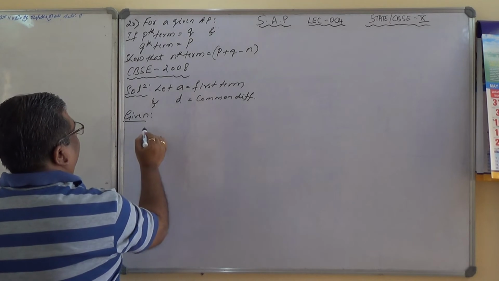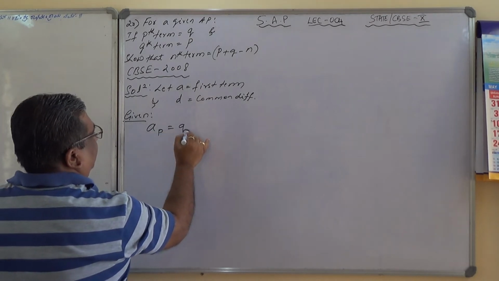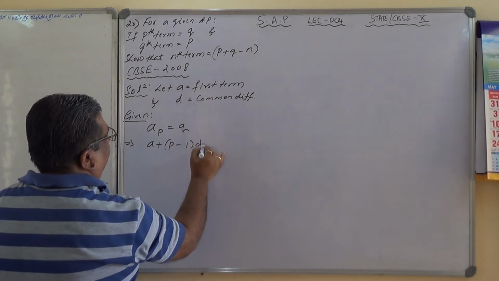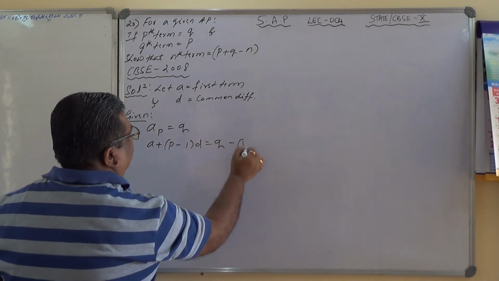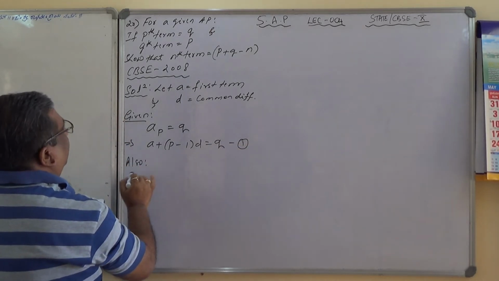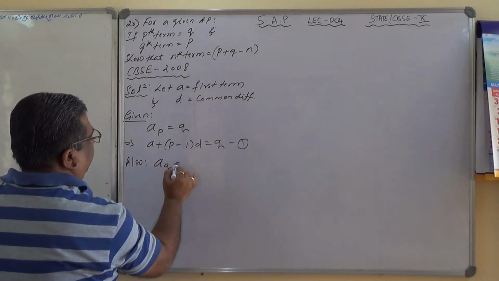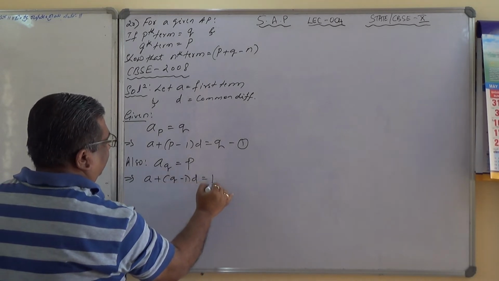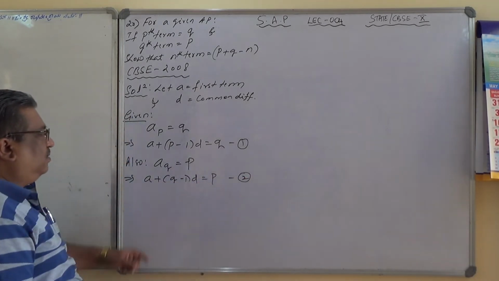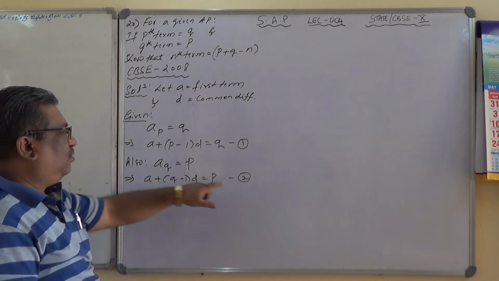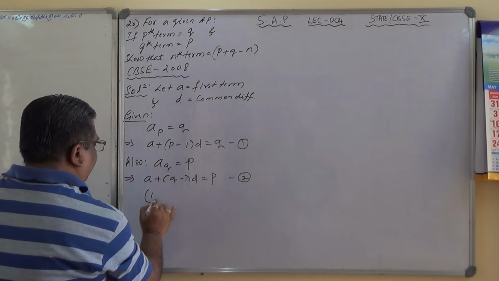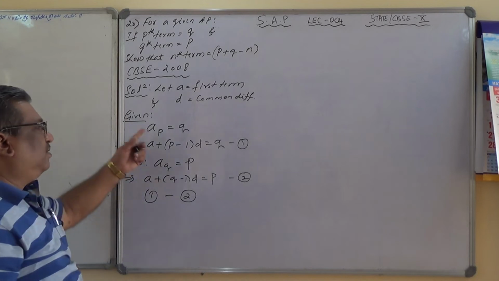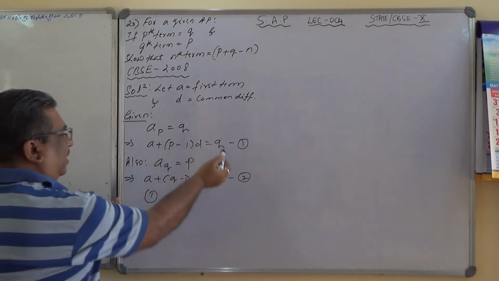pth term equals q, ap equals q implies a plus p minus 1 into d equals q. Mark this 1. Also, what is given? qth term is equal to, aq equals p implies a plus q minus 1 times d equals p. Mark this 2. In order to get rid of a, I will subtract 2 from 1 and therefore 1 minus 2. I use the horizontal method here, which is convenient for me. You can use the column method also. Okay, so 1 minus 2 I am taking now.